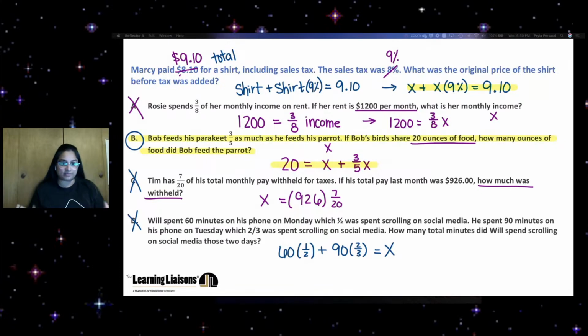Now, just one more time, why it's B. We look at the question in blue, and it says Marcy paid a total of $9.10 for a shirt. And that $9.10 included what? It included sales tax. They told us that the sales tax is 9%. Based on the 9%, we know what? They then ask us the question, what was the original price of the shirt? Well, the shirt plus tax is equal to $9.10, which is the total of the shirt and the tax, then we can write it as X plus X times 9% is equal to $9.10.